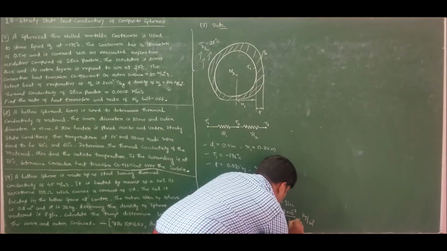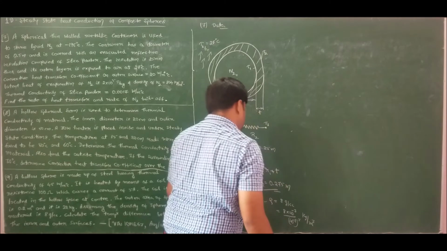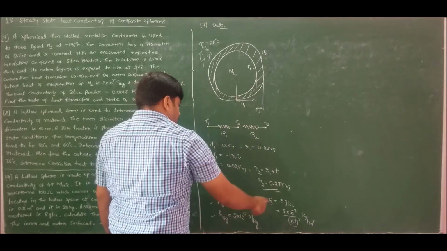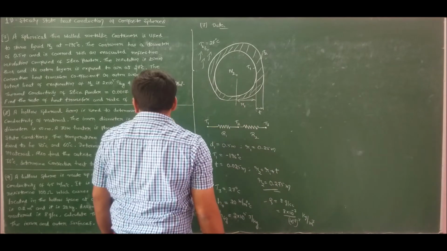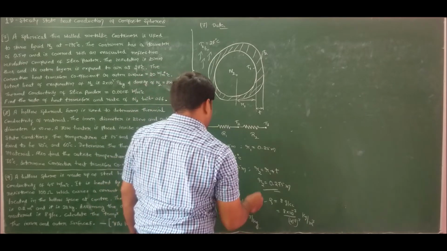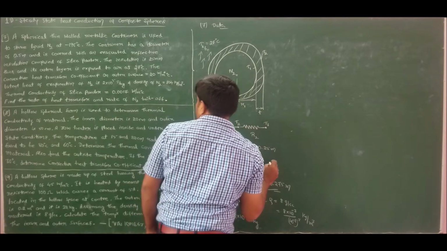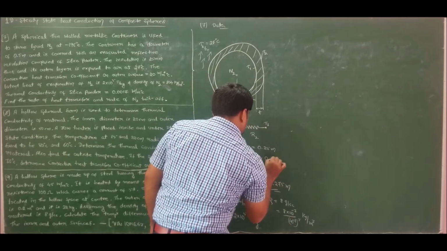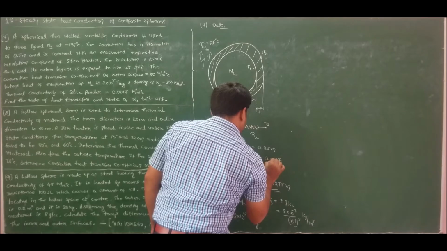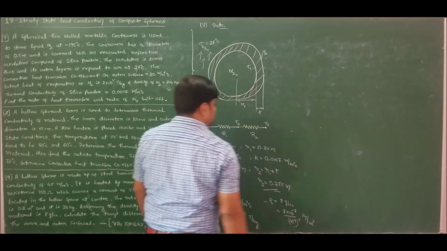cc stands for cubic centimeter, where centi means 10 to the power of minus 2, whole cube, and converting grams to kg. And also we have specified the thermal conductivity K of the material. K for the material is 0.0017 watt per meter degree Celsius.